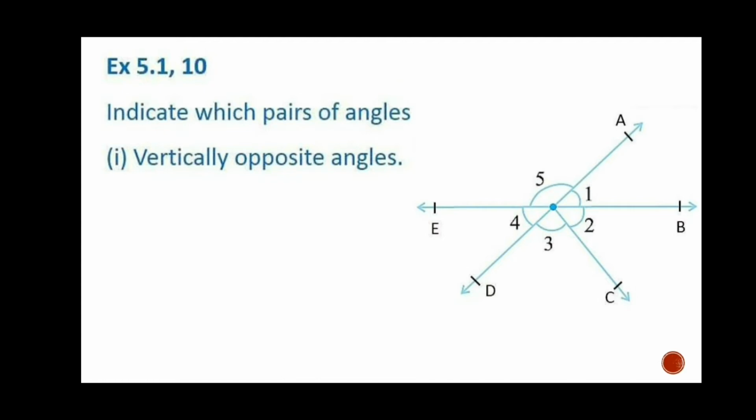Now the next question is to indicate which pair of angles are vertically opposite angles. Now you see in the figure there are lines intersecting each other. Which are these lines? Yes, we can see AD and BE, or you can say EB. These two lines are intersecting each other. When these two lines are intersecting, obviously they are making some vertically opposite angles. So we have to name those vertically opposite angles.